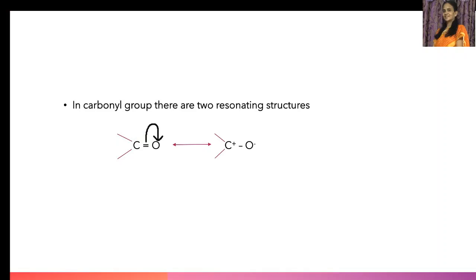Next, carbonyl group. If we consider carbonyl group, there are two resonating structures. See, this is carbonyl group. The pi bond electrons present between carbon and oxygen are transferred towards oxygen due to bond polarization. Then this carbon gets positive charge and oxygen gets negative charge.